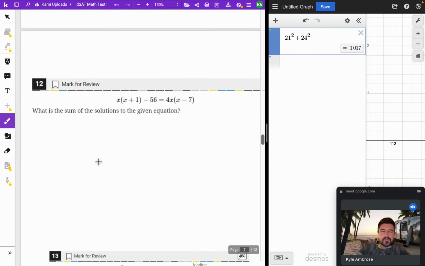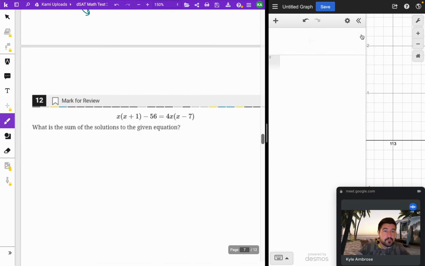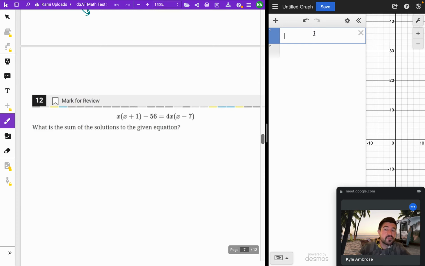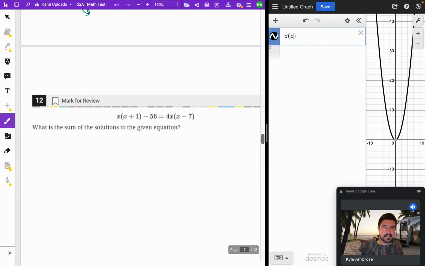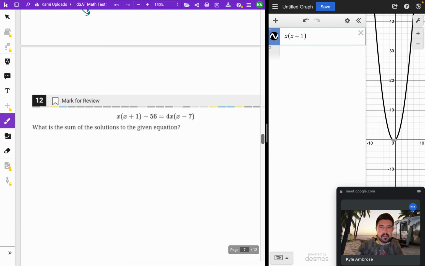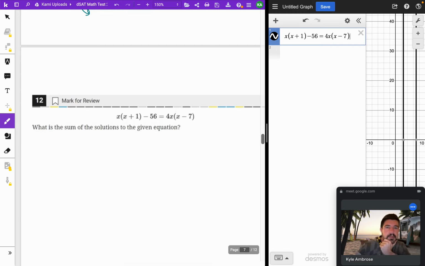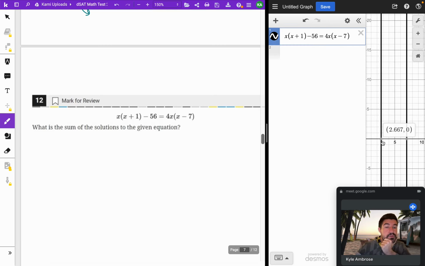What is the sum of the solutions to the given equation? This is a good one to use Desmos for, because we can find the solutions and then add them together. So x times (x plus 1) minus 56 equals 4x times (x minus 7). All right, as long as I typed it in right, that looks good. So we can see here that we've got two solutions, and they want the sum of the solutions. The sum of 7 and 2.667 would just be 9.667, right? So that would be the answer here.